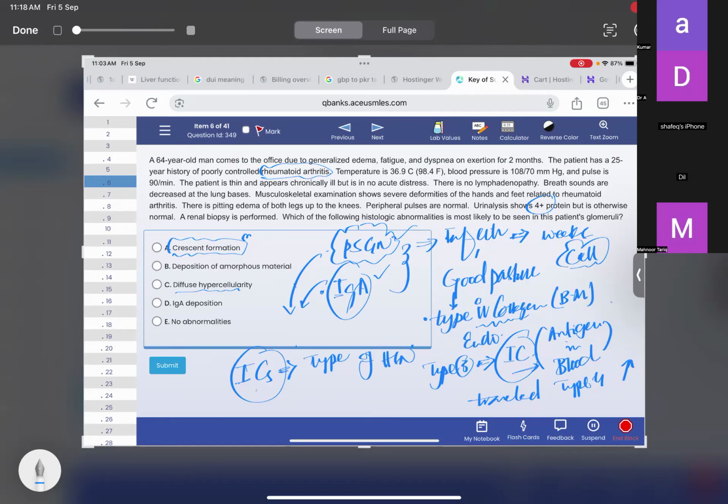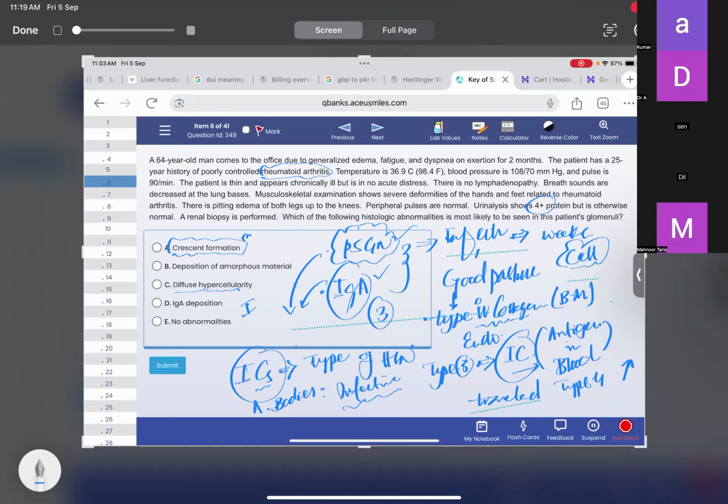Why are these complexes formed? Because we have antibodies against infective, like microbial, antigens. So they come into blood and antibodies are formed against it. So which type of hypersensitivity will we see? Type 3. Got this? Type 3 in both, right, post-streptococcal and IgA? So why is this important?